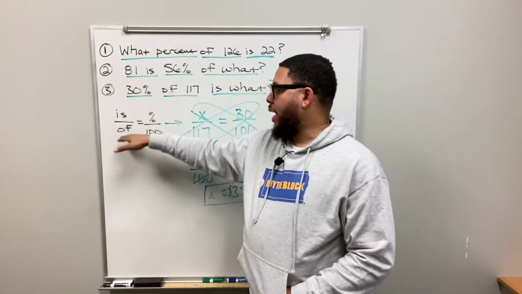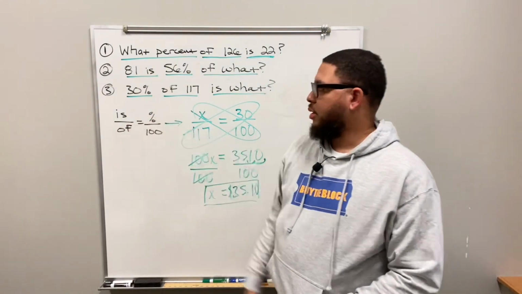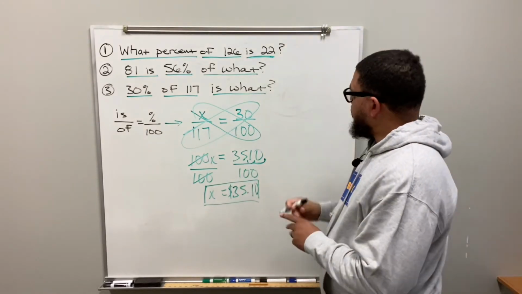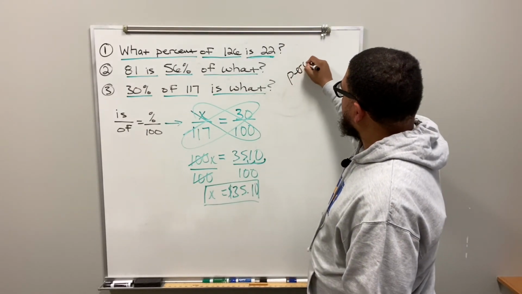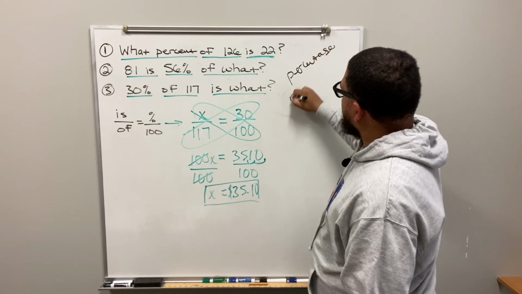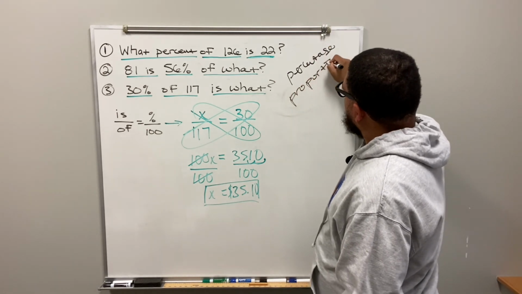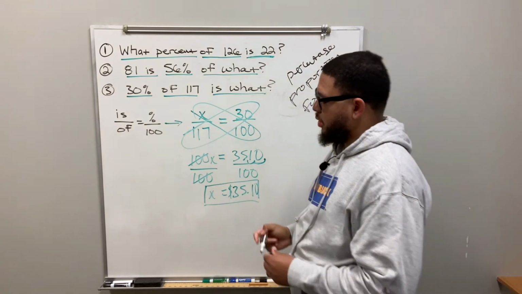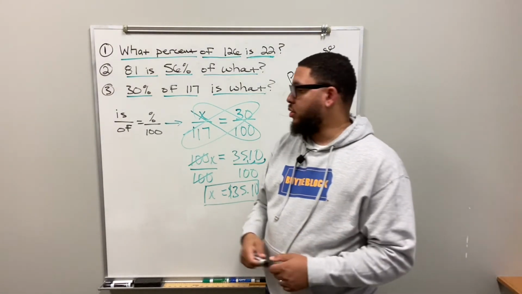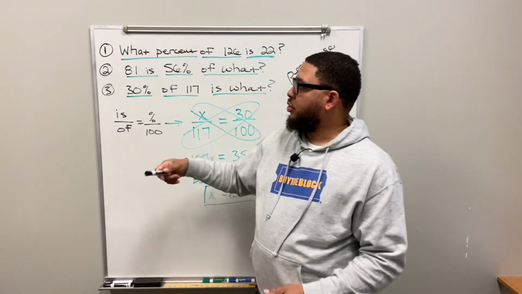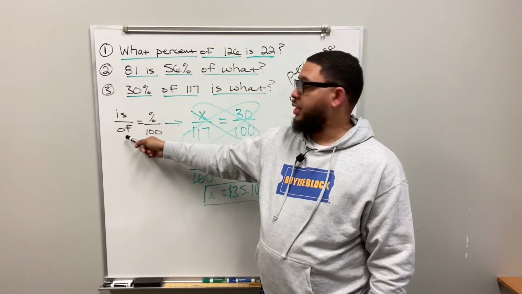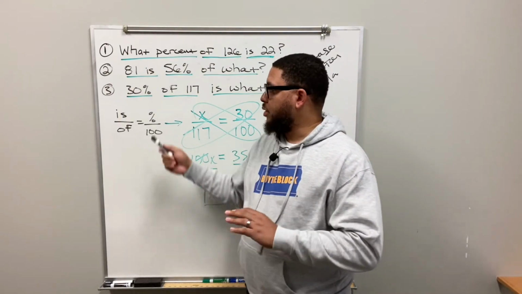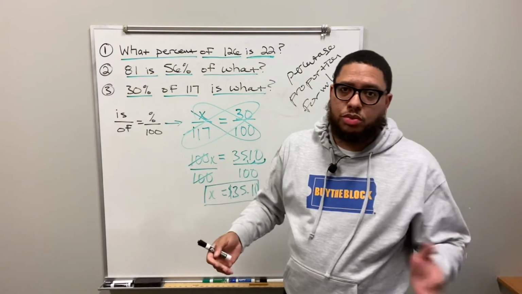I call this the percentage proportion formula. Yeah. That's a good name for it. I like that. Percentage proportion formula. So make sure you know how to use the percentage proportion formula. Make sure you know what your is number is, what your of number is, and what your percentage is. Or if any of those amounts are unknown, make sure you put the variable x, or whatever variable you want to use, in the right place.